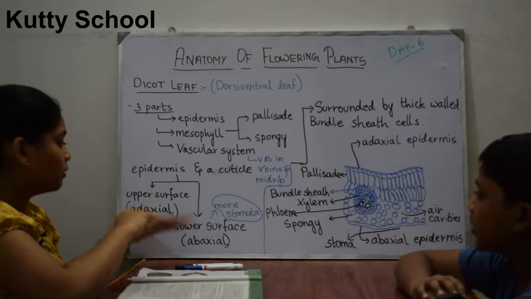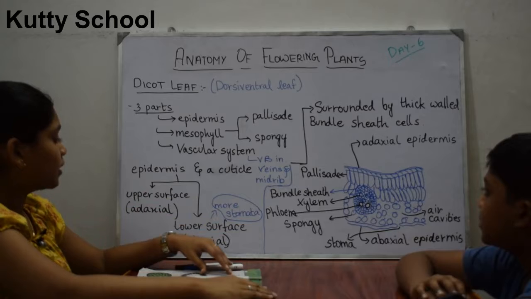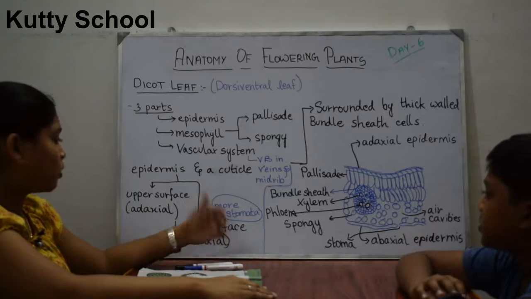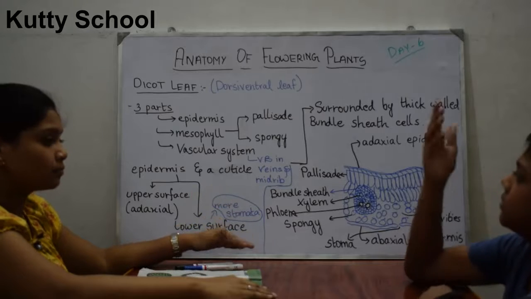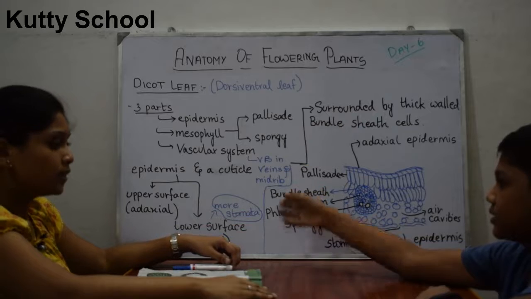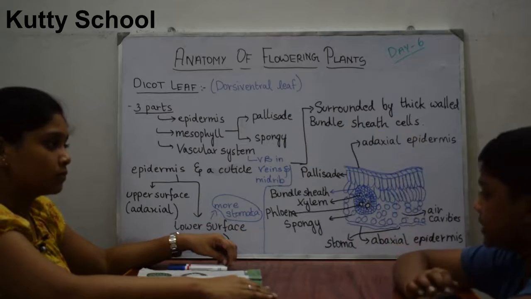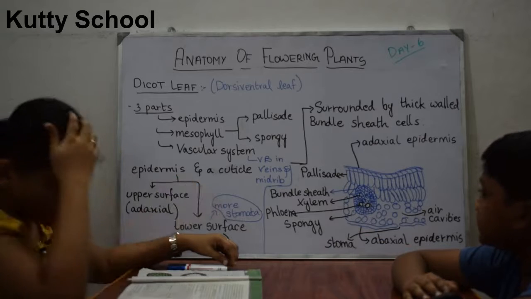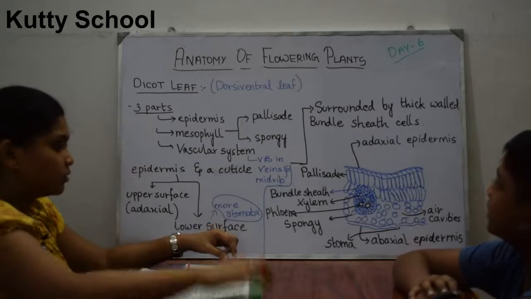And there the stomata are more. In some plants there are no stomata on the upper surface at all. In a monocot leaf, stomata are present on both sides equally. Equally in the sense that it will not be exactly equal in number, but approximately equal, yes.